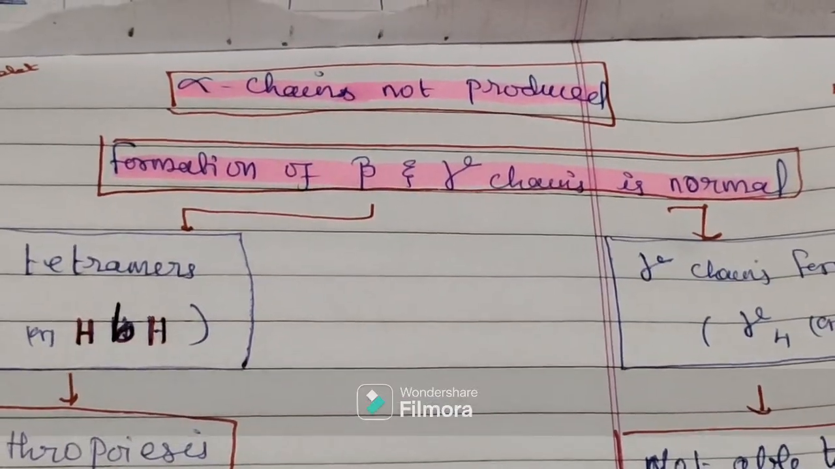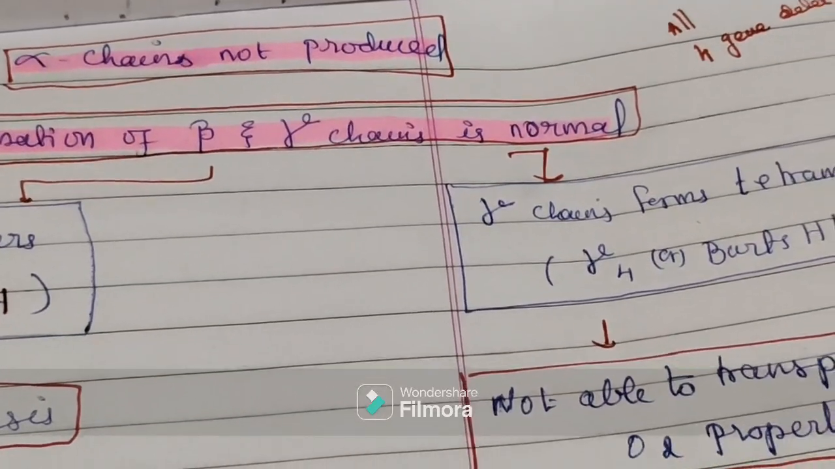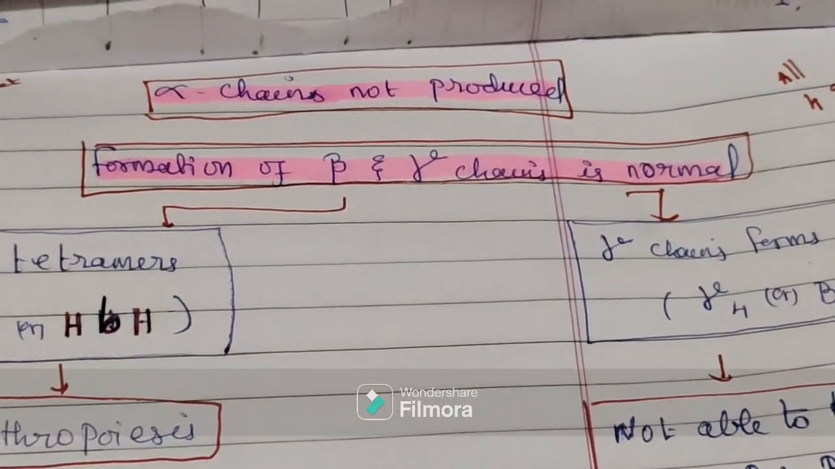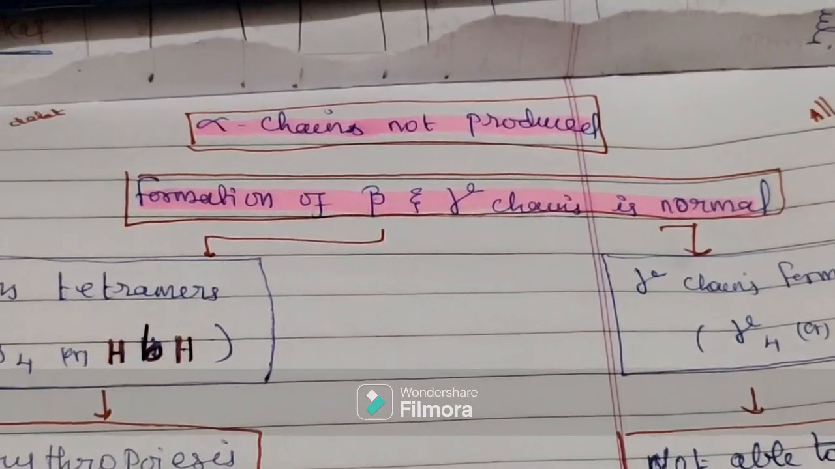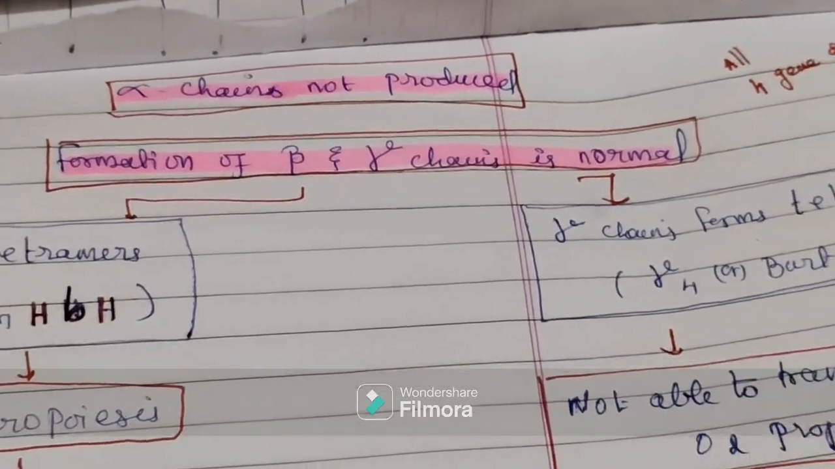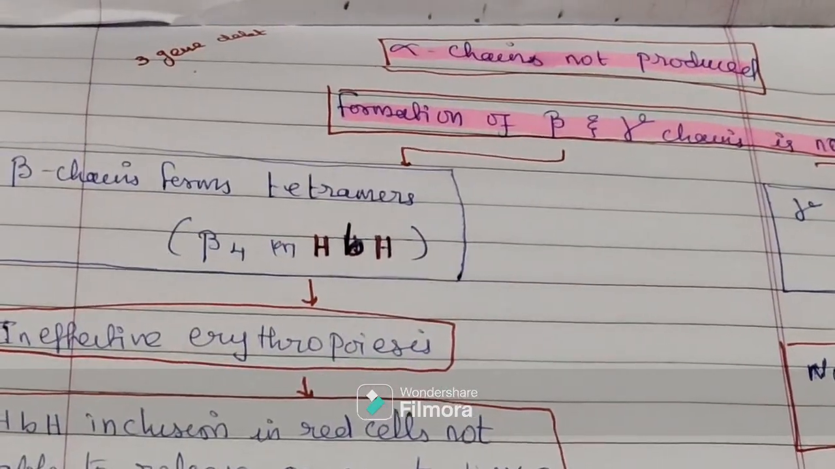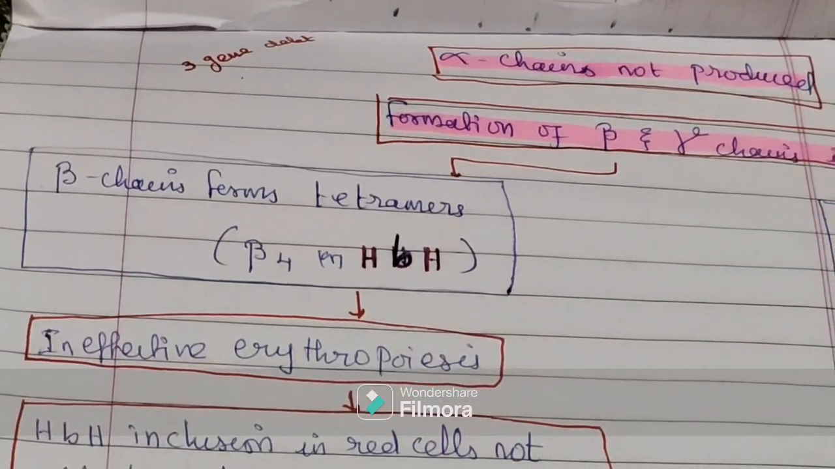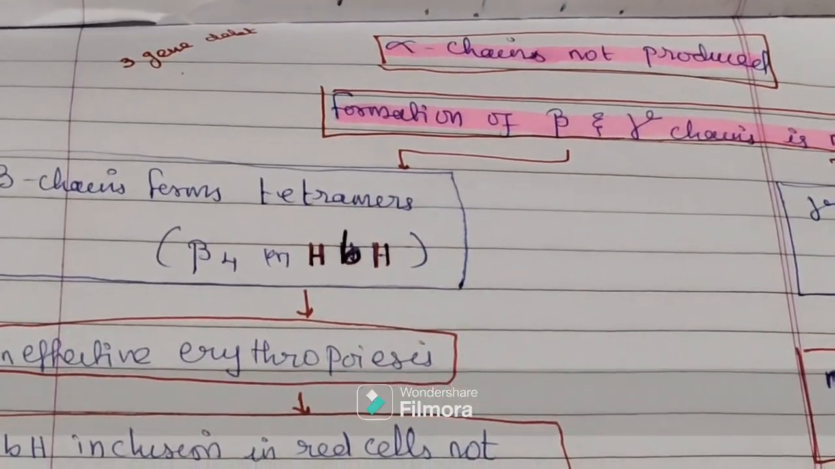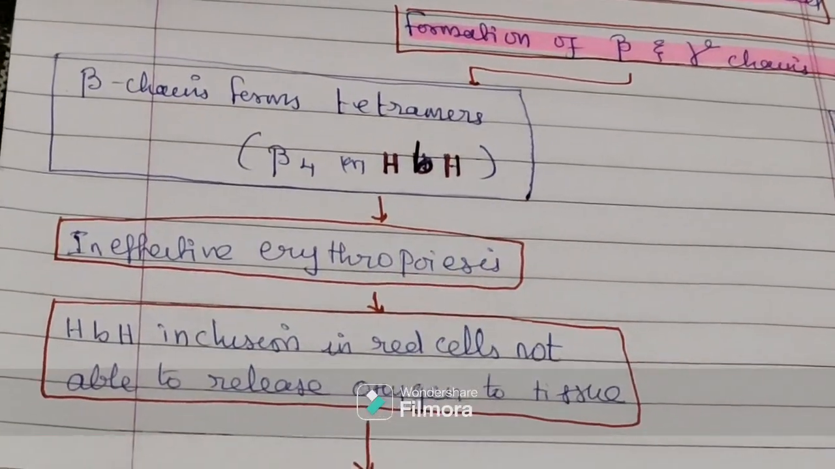So what will happen? Alpha chain is not produced, so formation of beta and gamma chains is normal. Beta will form normally as 2 alpha 2 beta, but now alpha is absent. With 3 of them deleted, alpha is absent, so beta will form a tetramer. That is called hemoglobin H, an abnormal hemoglobin known as HbH.